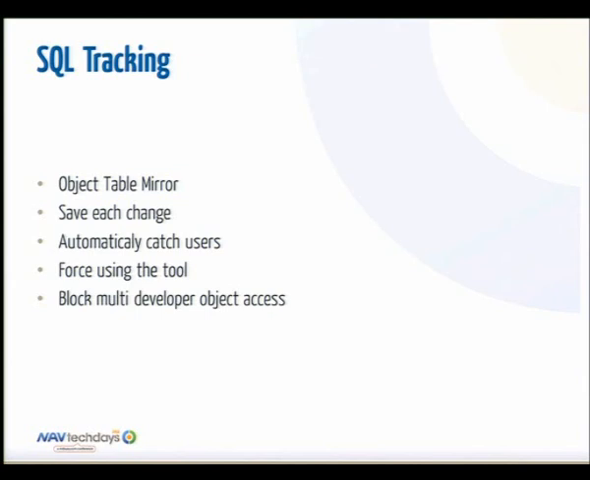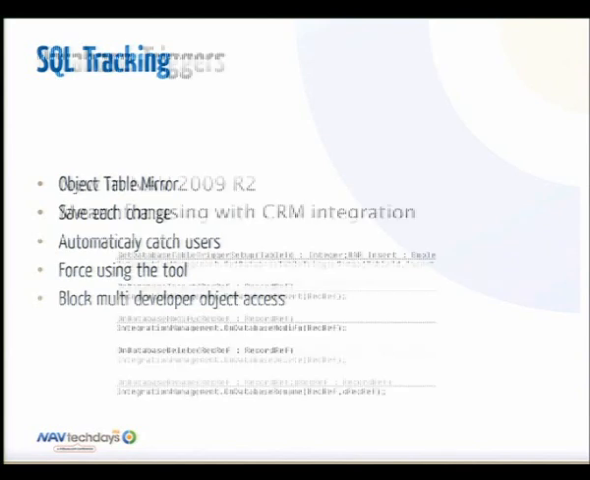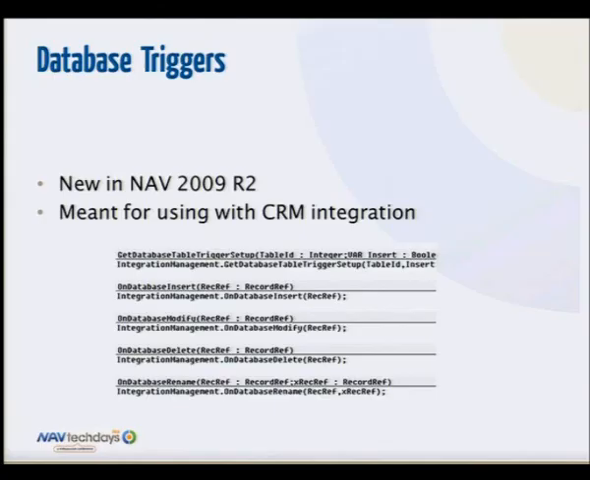And you can even block multi-user development access by combining this also with the object locking we introduced in Dynamics NAV 2009 R2, which we will be discussing during this presentation as well. In Dynamics NAV 2009 R2, we got another possibility of doing object changes, which is the database triggers.